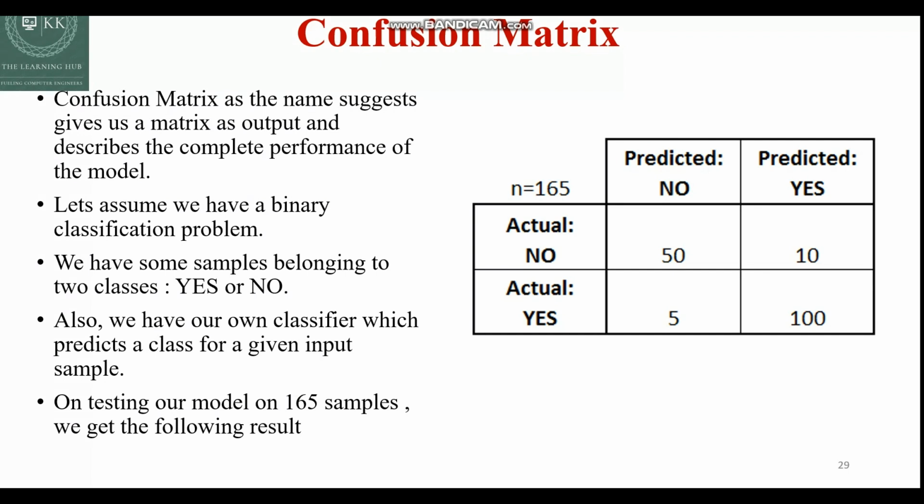So we have already discussed briefly in the previous video the basics of the confusion matrix. That is, as its name suggests, it is a matrix that gives us the output and describes the complete performance of the model. Here we consider a binary classification problem in which the answer is given as 0 and 1, in a case like spam or not spam. Also, we have a classifier which predicts a class for a given input sample.